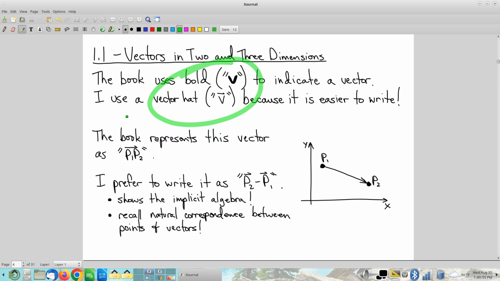I just find that when you're writing by hand, bold is really hard, right? I've always felt like when books do that, they're just kind of showing off, that they can do something that we can't very conveniently do with a pen. So I think that's silly. We should have a notation that everybody can use, including people writing with a pen or a pencil. And so I have a preference for the little vector arrow hat notation such as that there. Now, you are welcome to do either one you like.